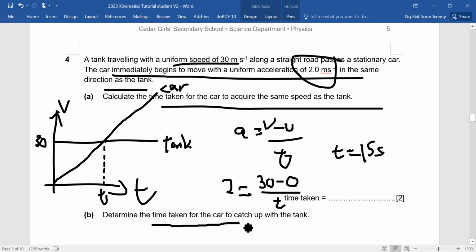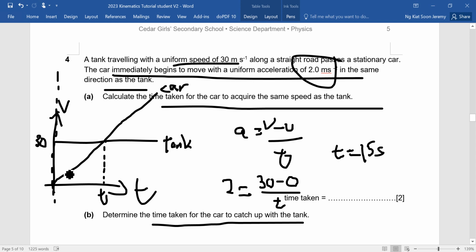Time taken for the car to catch up with the tank. So what you need to do is understand what's happening in this period. Remember that once the tank passes, the car immediately starts moving. So this is the point where they both are at the same starting location at t equals 0. But at t equals 0, you realize that the tank is actually moving faster than the car. You see the car speed is 0, the tank speed is 30.